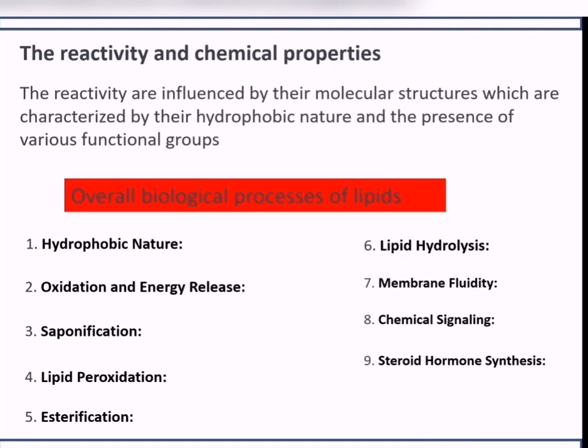The ninth one is steroid hormone synthesis. Lipids like cholesterol are precursors to steroid hormones, which play essential roles in regulating various physiological processes, including reproduction, metabolism, and immune responses. The last one is lipid modifications.